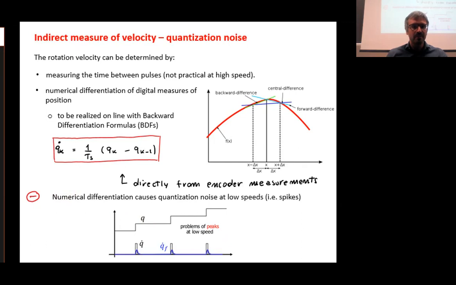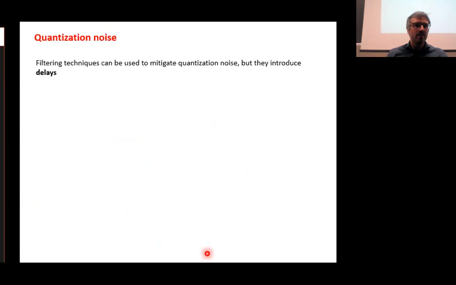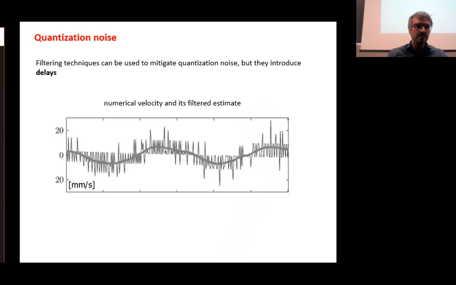Not only that, you will see another problem whenever we sample at higher frequency. What we can do is use filters to filter out these spikes and have a cleaner signal. But the problem with filters is that you cannot exaggerate with heavy filtering because it introduces delays. This is how a velocity signal with quantization error looks like. And how would you like to filter it to have a cleaner output that you can use in control?